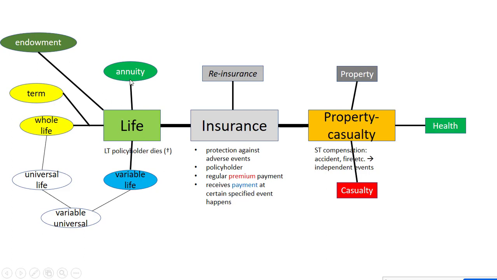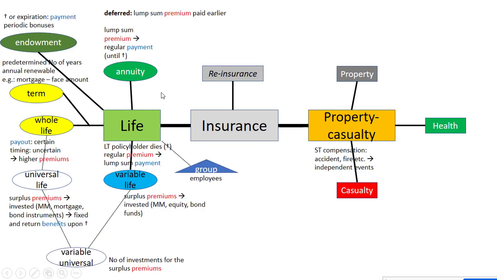Or in the case of annuity, you are paying the premium at the beginning of the contract, and then you get regular payments until you are leaving. This is not the case in the usual insurance business, because usually we have regular premium payments, and then if the event happens, we get the payment. So that's why annuity and endowment are special in this regard.